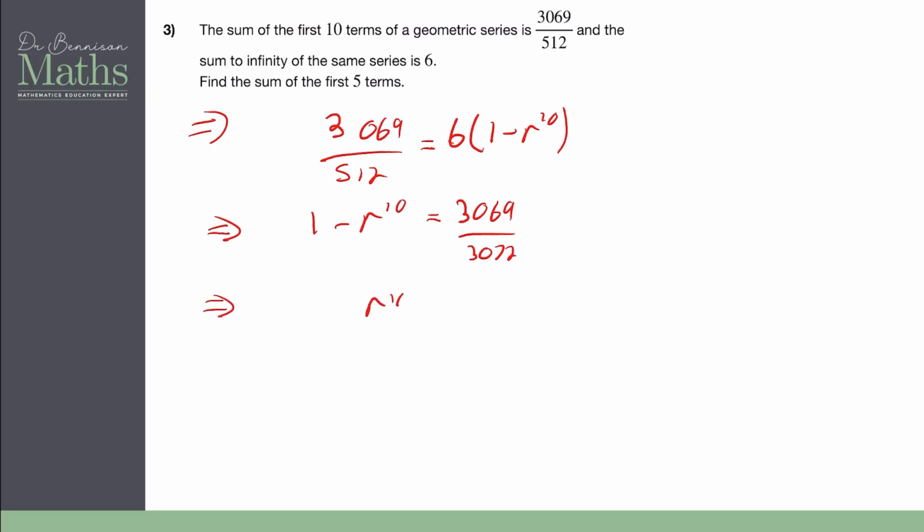So rearranging this, r to the 10 then is 1 minus this, 3069 over 3072. So r to the 10 is equal to 1 over 1024, which implies that r equals a half.